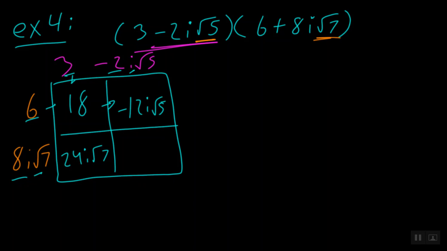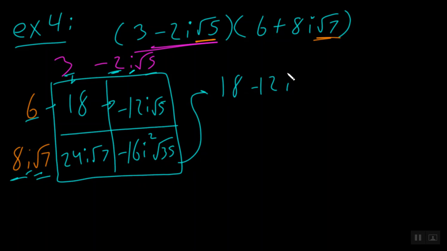And lastly, this is the tricky one. Let's take it by parts. 8 times negative 2 is negative 16. We have I times I, which will be I squared. And we have the square root of 7 times the square root of 5, which will actually be the square root of 35. Okay, let's write everything out. We now have 18 minus 12i square roots of 5 plus 24i square roots of 7 minus 16i squared square roots of 35.